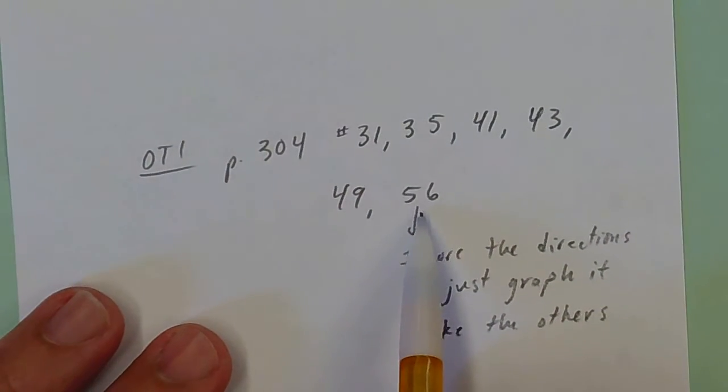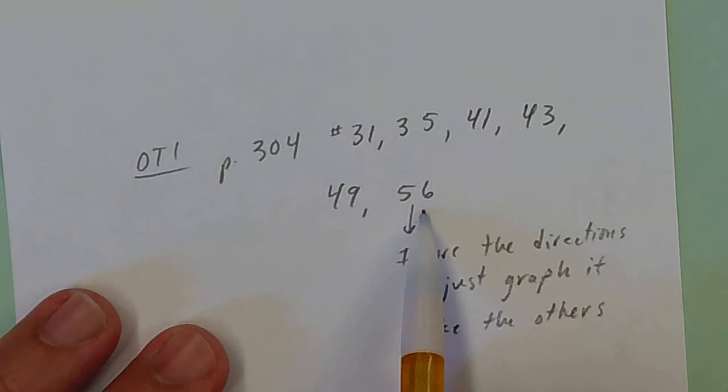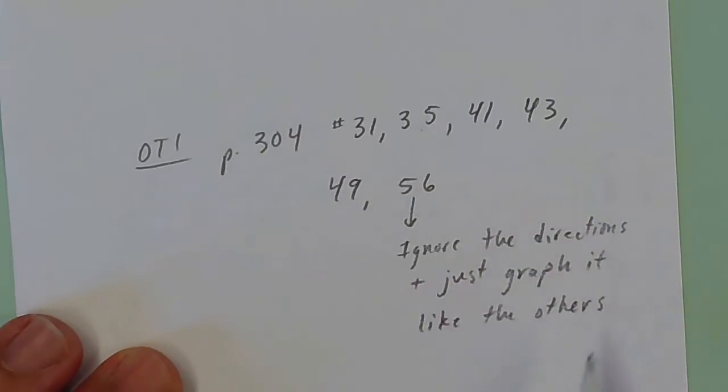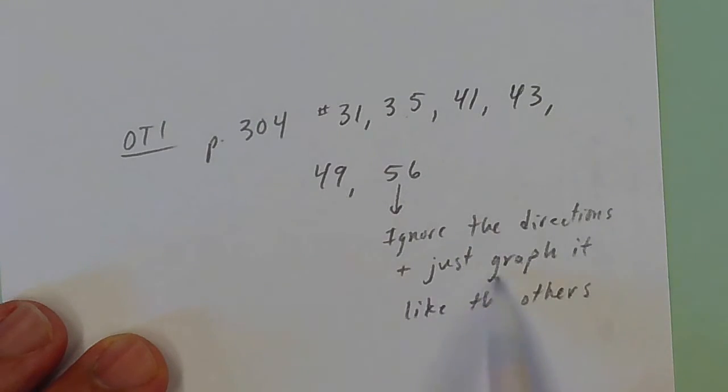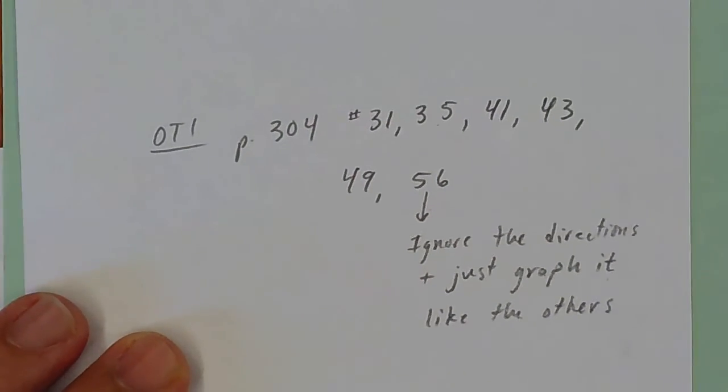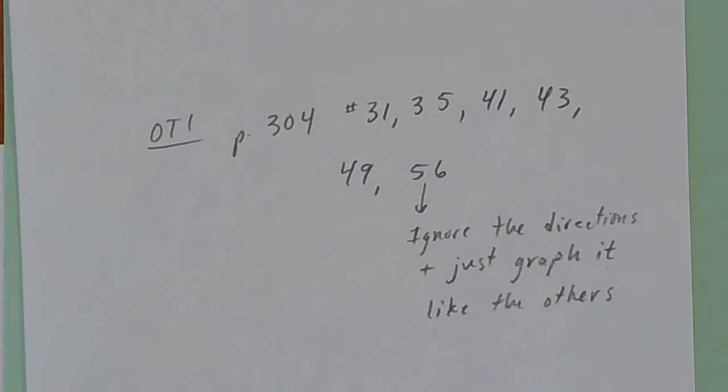Number 56 has kind of a weird set of directions. The other ones don't. They just say graph 2 full periods. So for 56, do the same thing. Ignore the directions in the book. Just graph it like the others is what this says. Okay, graph it like the others. Okay, let's make sure we're ready for that quiz. We'll wrap up the week that way and have no assignment for the weekend.